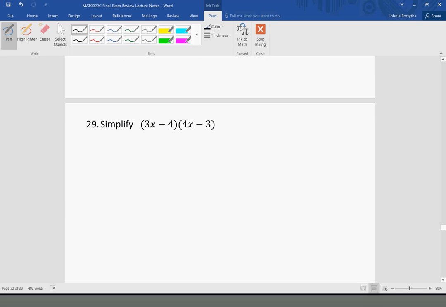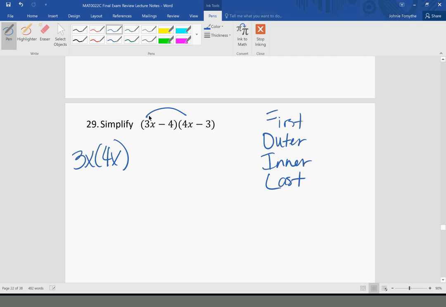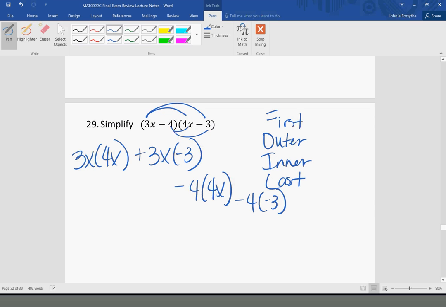Okay, 29 is another example where we will use the distributive property, or we can use the shortcut FOIL. So that's first, outer, inner, last. And that's just really saying, okay, distribute the 3x times the 4x, then 3x times -3, then distribute the -4 times the 4x, and then -4 times -3.